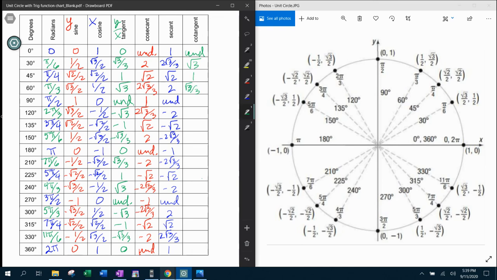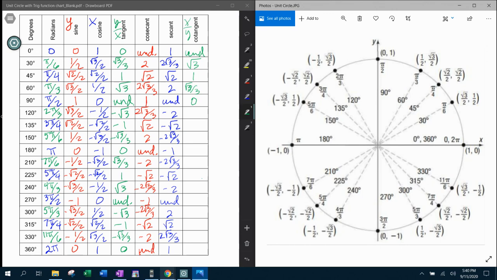And then let's do 90. The ordered pair at 90 is 0, 1. So if cotangent is the reciprocal of tangent, then cotangent is x over y. If I look at x over y there, that's 0 divided by 1, and 0 divided by anything is 0. So the cotangent at 90 is going to be 0 because it's x over y, and 0 over 1 is 0. Okay, and then I can keep going, flipping the tangent values.